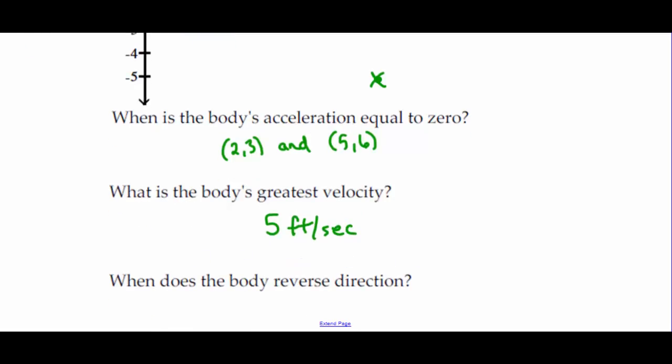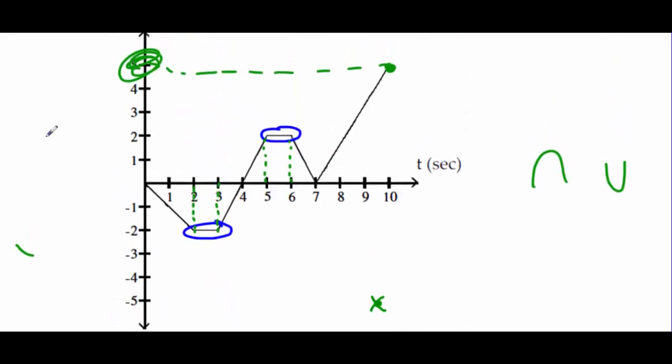When does the body reverse direction? Now this requires us understanding our velocity graph. When velocity is negative, our body, our particle, is going left. When our velocity is positive, it's going right. So this point right here represents a reverse in direction, because beforehand we're going left, here we're going right, so we've switched directions.